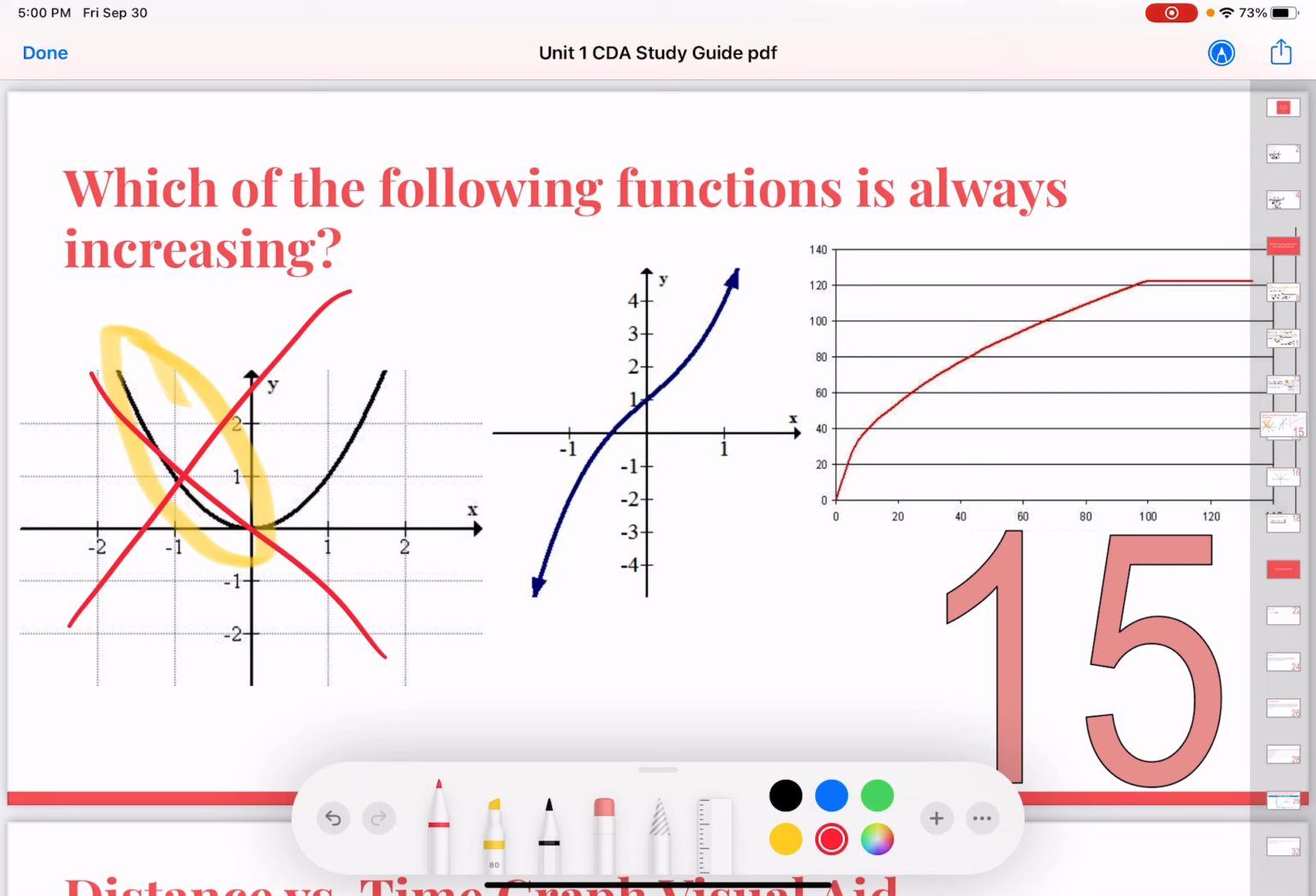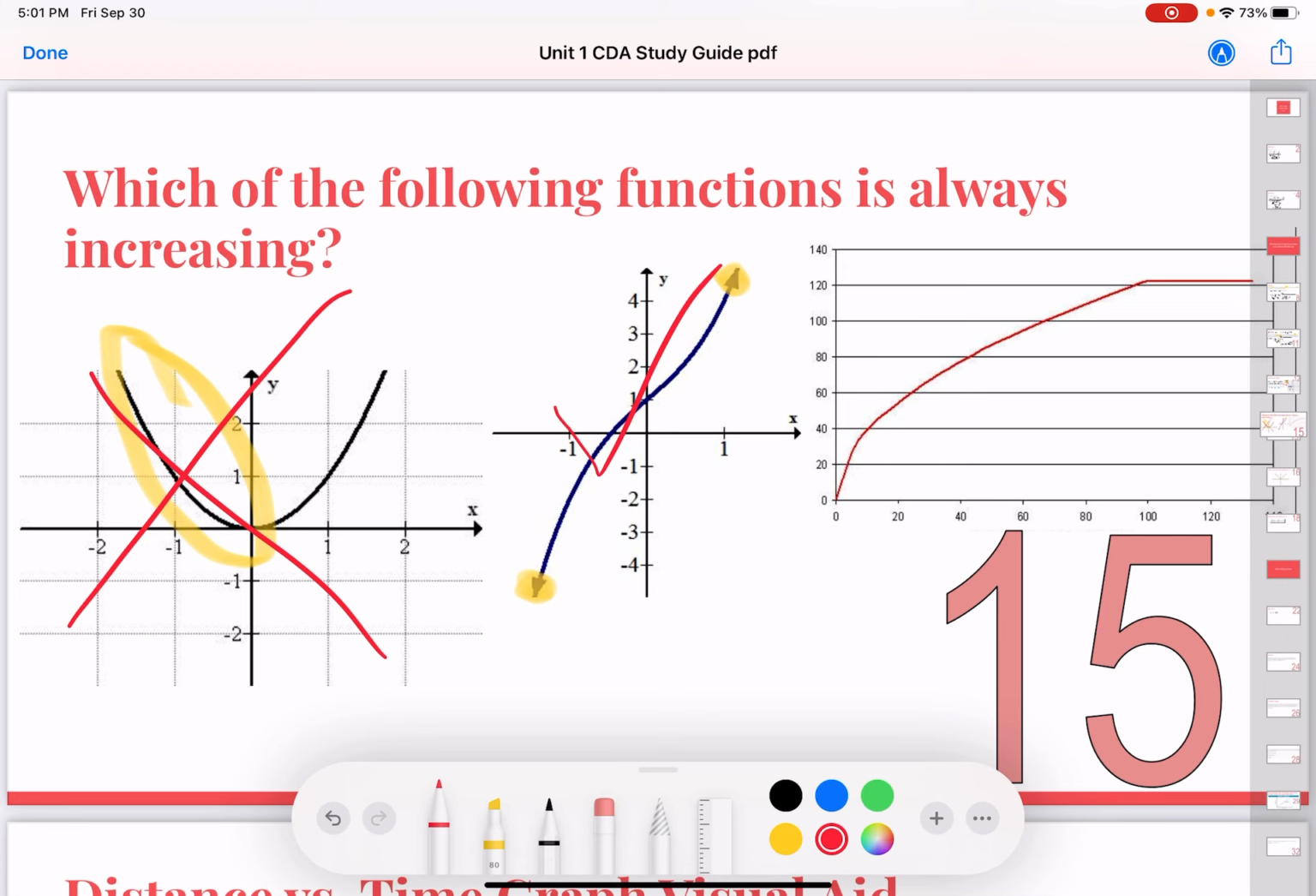The second one, even though it curves, it appears to be increasing throughout that whole thing. So from here to here, the y values never stop getting gradually larger. So I would say yes, this one appears to be increasing the whole time.